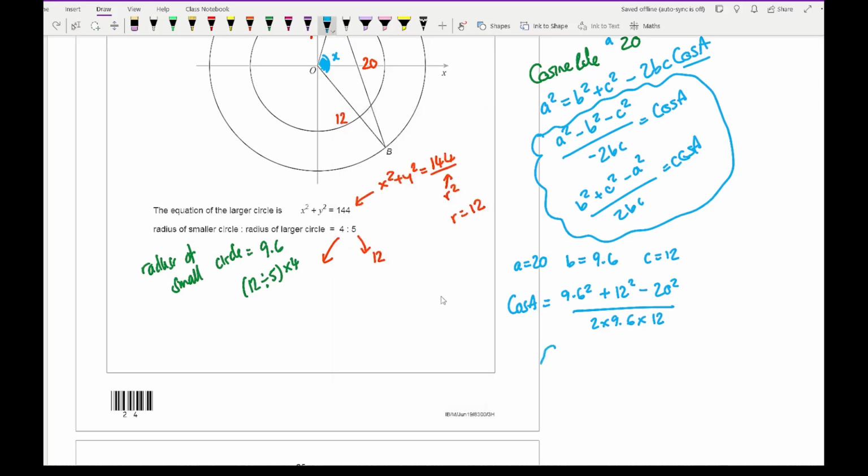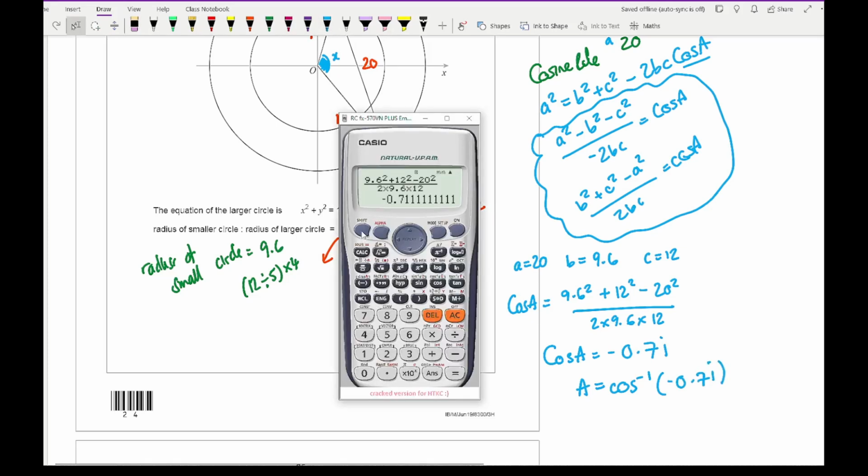So here I've got cos A equals minus 0.7 recurring. To work out what angle A is, I do the inverse cos of that answer, minus 0.7 recurring. If I kept it on the calculator, all I then need to do is press shift cos of the answer, equals, and I get 135.3.